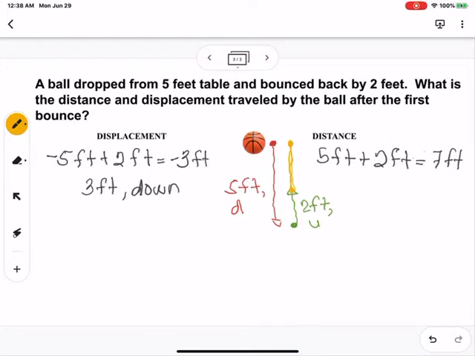So there you have it. You have the distance and displacement.